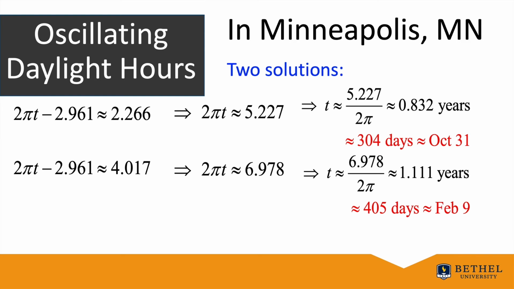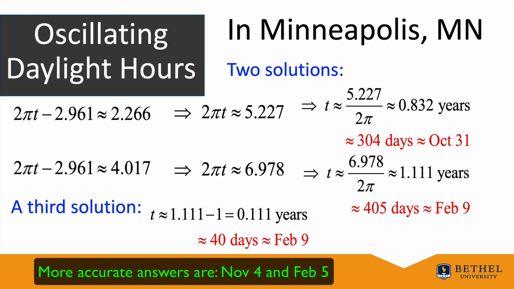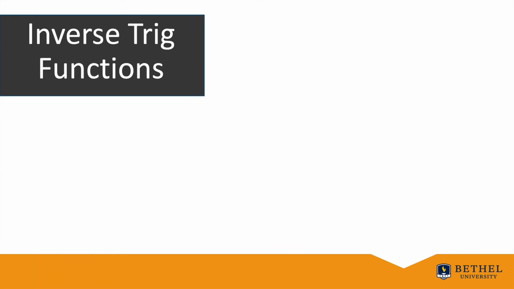Not necessarily. It's a model. It's not perfect. You would have to check it against reality. Notice that the second solution is 405 days. In other words, it's in the next year. To find a third solution, we could just subtract 365 from that and get t equals 40 days, which is still February 9th. To more fully understand what's going on here, we need inverse trigonometric functions.